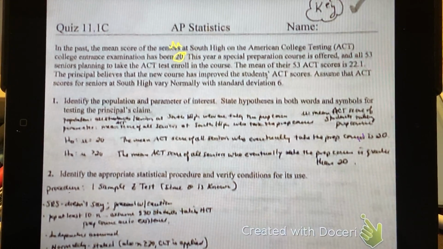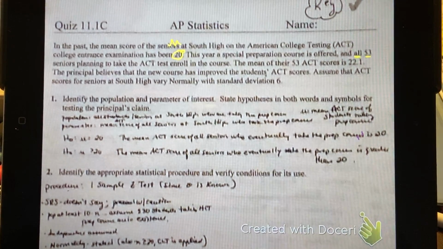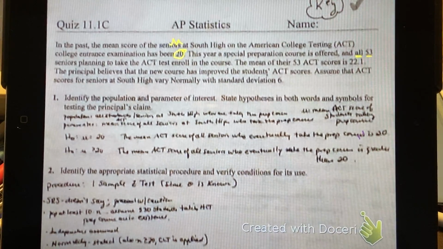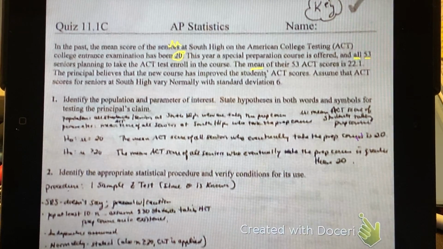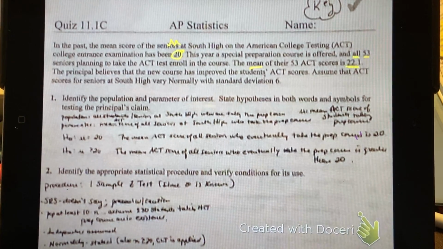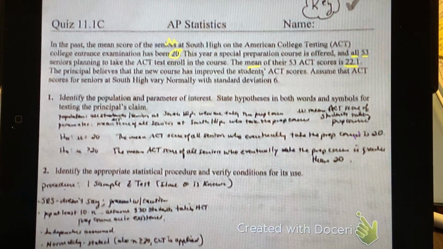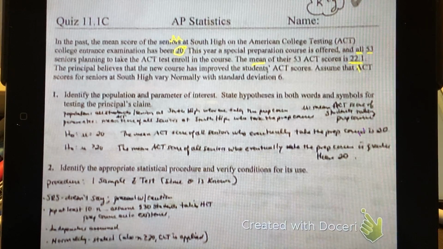And so here they had 53 seniors. Now this is a key word here. All 53 seniors planning to take the ACT. They enrolled in the course. So the mean of those 53 was a 22.1. All right. So we kind of sort of consider that value right there as our X bar.